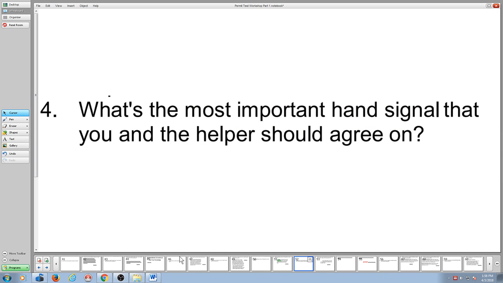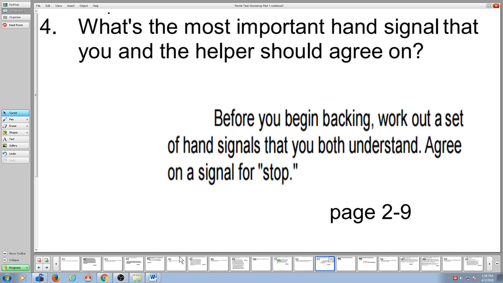What's the most important hand signal that you and your helper should agree on? Stop. That's 100% correct. Stop. It's the most important signal. If you don't have a clear signal for stop, trust me, things get confusing very quickly. Very quickly.